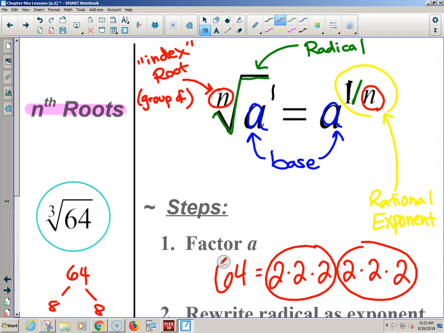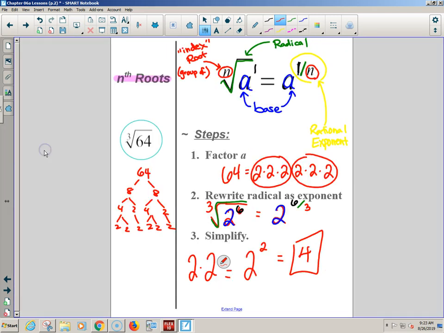So for this one, we were looking for what group of 3 would multiply together to get 64, or the snazzy way of saying it, what is the cubed root, or the third root of 64. So we wrote down steps on Friday, but we didn't get to do a lot of examples.